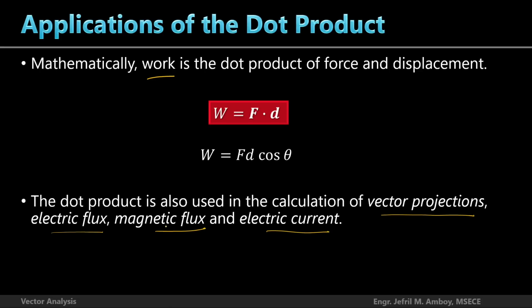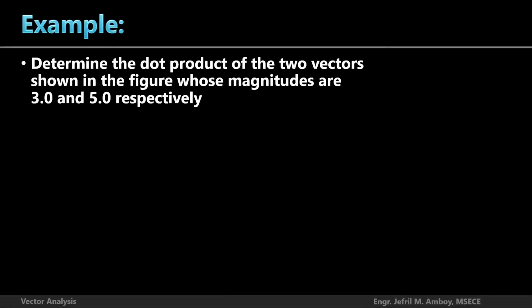Okay, now let us have some examples. Example 1. Determine the dot products of the two vectors shown in the figure whose magnitudes are 3 and 5 respectively. So here is the illustration. We have here a vector which is shorter than this one. So this must be the vector whose magnitude is 3, and this must be the vector whose magnitude is 5. Here, we have an angle of 55 degrees, and here, we have an angle of 60 degrees. And we want to get the dot product.